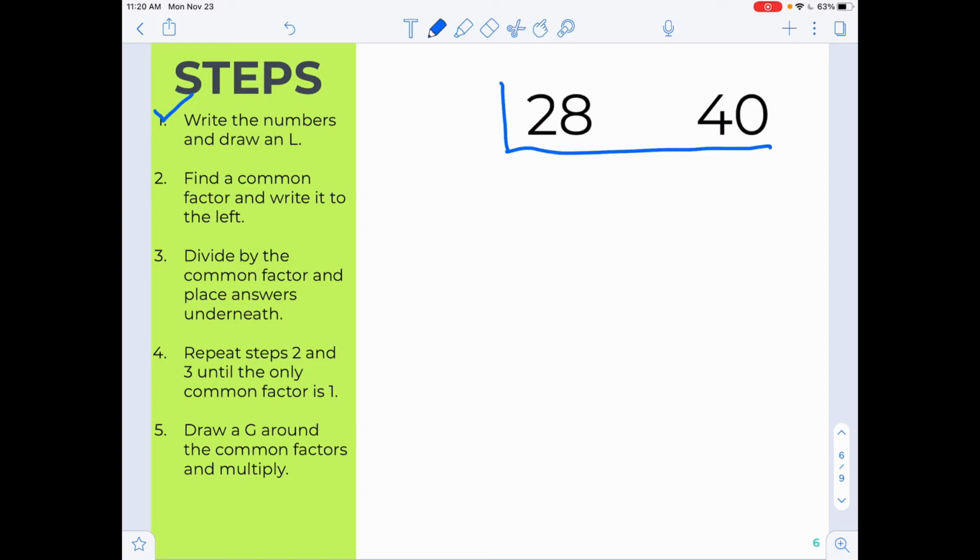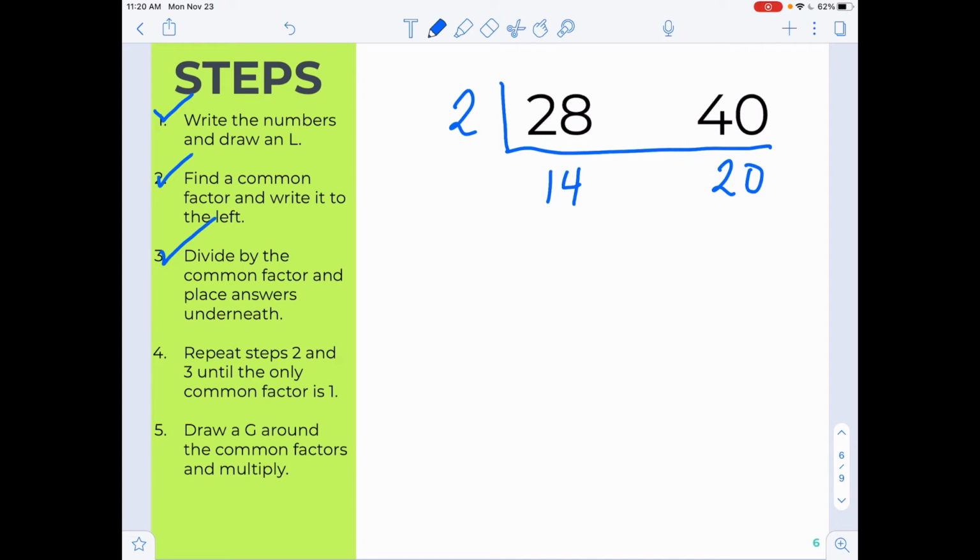Step 2, find a common factor and write it to the left. A common factor would be a number that I can divide both 28 and 40 by. I see that they're both even, so 2 would be a common factor. I write it to the left of my L. Step 3, divide by the common factor and place the answers underneath. So 28 divided by 2 is 14, and 40 divided by 2 is 20.